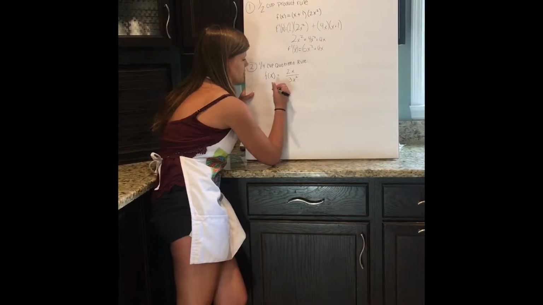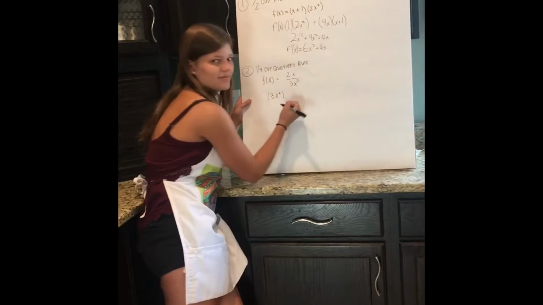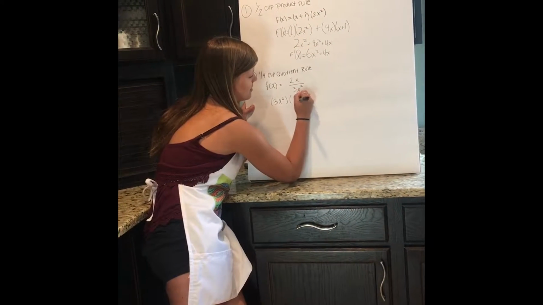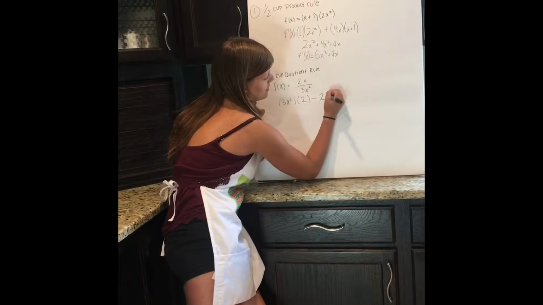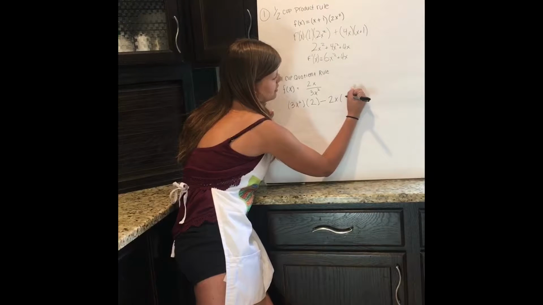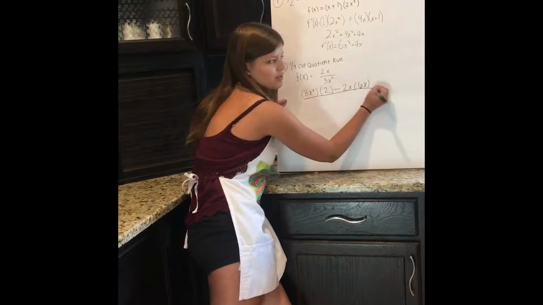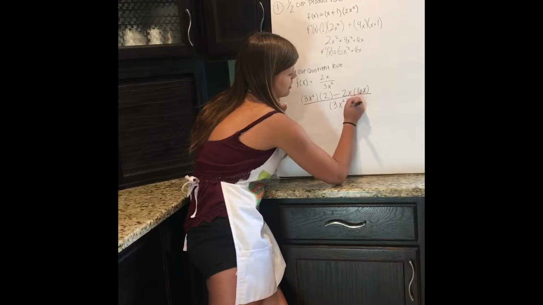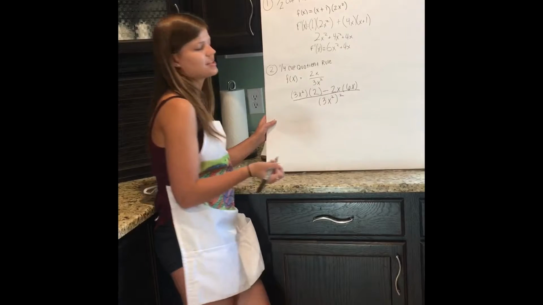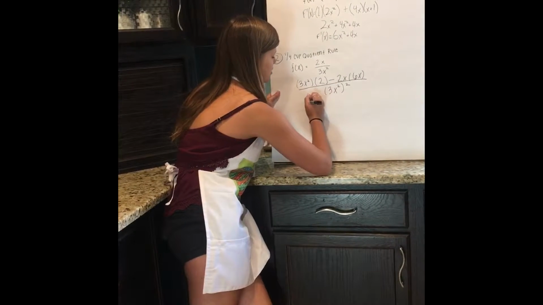So first you do low times the derivative of the top, minus the top times the derivative of the bottom, all over low low, just the bottom squared. And that's the derivative. And now you can just continue to simplify it.